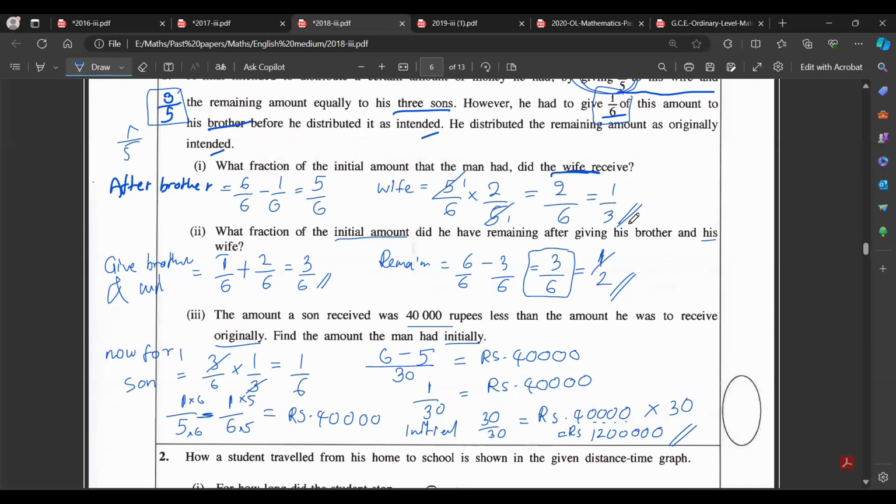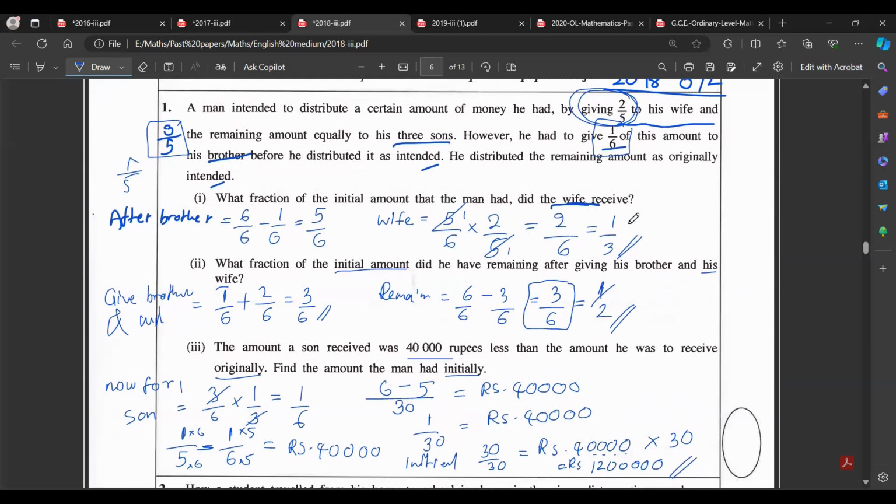Clear? You have to think like this. Previously they gave 2 out of 5 and the remaining should be 3 out of 5 for 3 sons. But what happened? They have to give 1 over 6 for the brother. You have to consider 6 parts, no? So 1 over 6 for the brother. So the other part should be 5 over 6 for the other ones. You have to think like that. Clear? Something good question, no? Yes. So the question is different now.